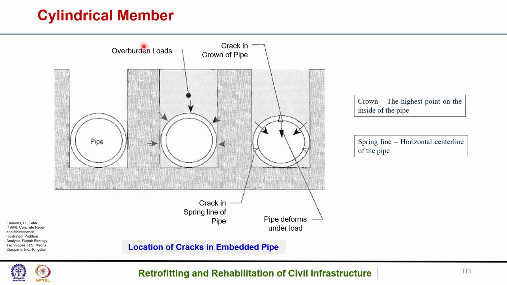And then if we talk about a cylindrical member which has an overburden load, say for example this is a pipe, it has overburden loads, say soil or any other load. The crown is basically the highest point on the inside of the pipe, this point. If there is a crack there, and again there is a crack at the spring line, which is the horizontal center line of the pipe. Because the pipe deforms under load, this spring line has come down. Ideally it should be like this, but because of higher deformation it has come down. So these are the locations of cracks in an embedded pipe.